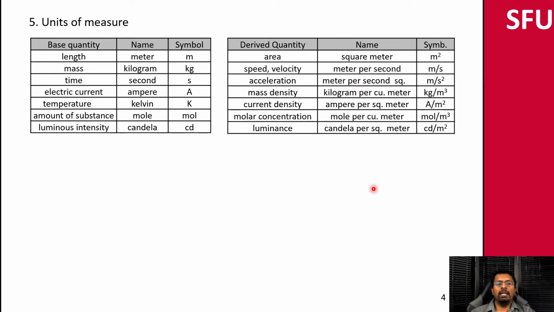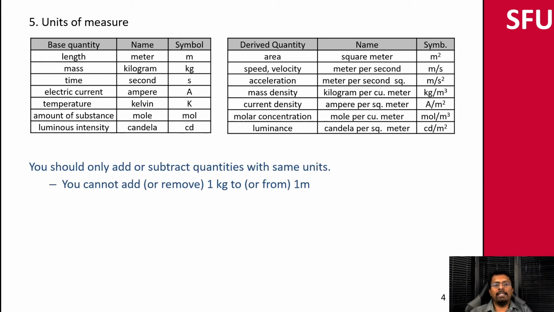You have mass density, kg per cubic meter. Current density, which is amperes flowing through a specific area. And then you have molar concentration. If you have a small volume, you can calculate how many moles are there. It's related to mass density, but here it's the molar density. And then you can think of luminance, which is candela per square meter. Luminous intensity is the total light coming out, and the luminance is the light per unit area.